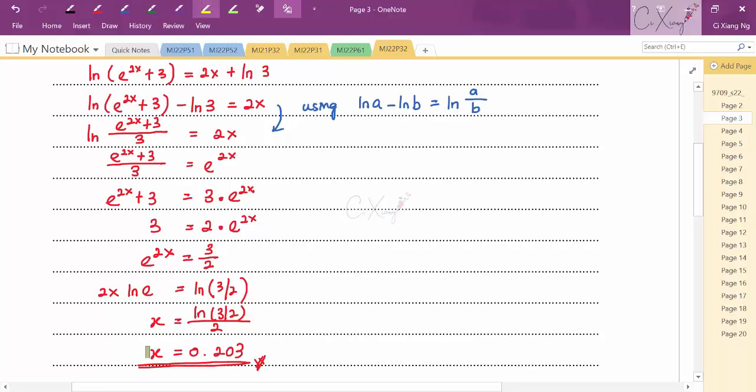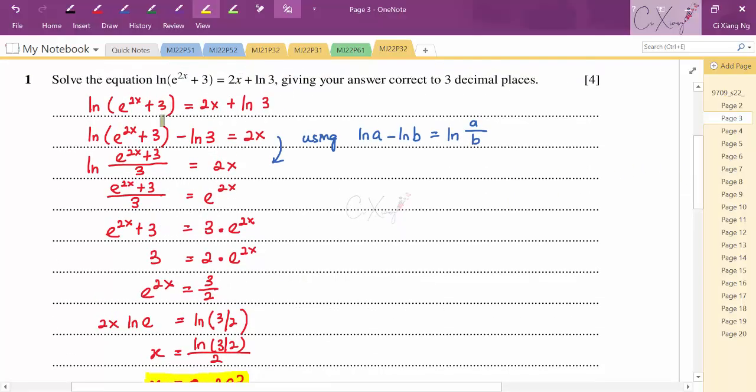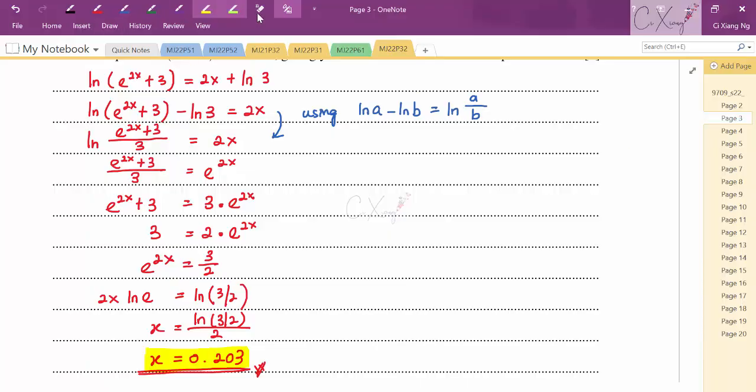So this is how we solve the equation, by grouping all the ln to one side, then the number to the other side. So the answer is 0.203.